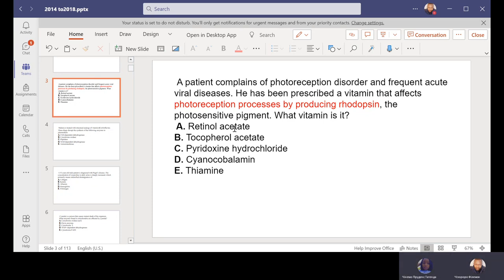Okay, transcription. Just to rule out other answers, tocopherol is vitamin E, and it's used if a woman has problems in conception. What about pyridoxine? Pyridoxine is vitamin B6. It functions as the coenzyme in transaminases.